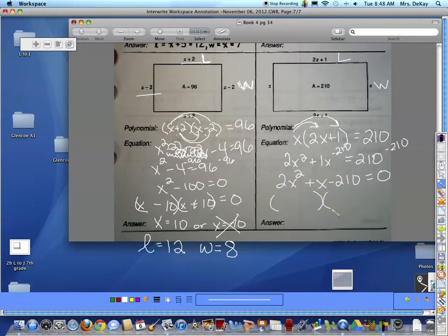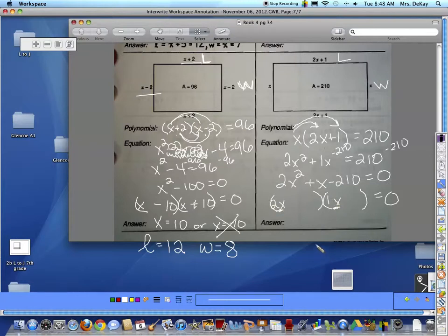Factor it. But did you notice something weird? There's a 2. Remember when we had to do those pages together because we had numbers in front of that x squared? That was awful. What times what gives me 2x squared? I need 2x squared. Put an x there and put a 2x there. How do I get the 2 though? You're right, I use 2 and 1.